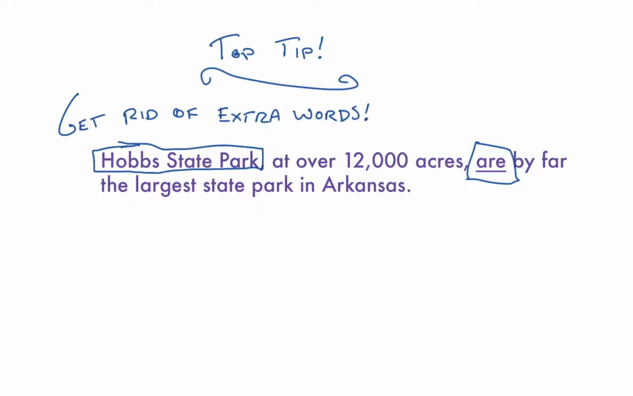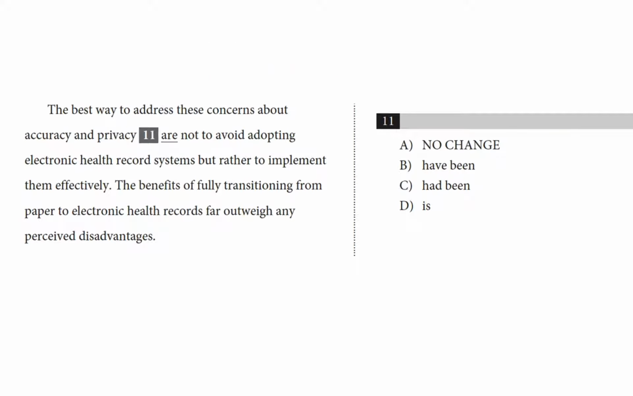All this stuff in the middle, this stuff between the commas, we can toss it. Cross it off for the purposes of evaluating the sentence so we can get that subject right next to that verb. And then ask yourself, does this sound right? Is Hobbs State Park singular or plural? Park is singular. Are is plural. Hobbs State Park are doesn't sound right. It doesn't match up. So I would want to change it to is. Hobbs State Park is by far the largest state park in Arkansas. Let's go back to the question. Let me pause right here for a second to give you an opportunity to do this question on your own.